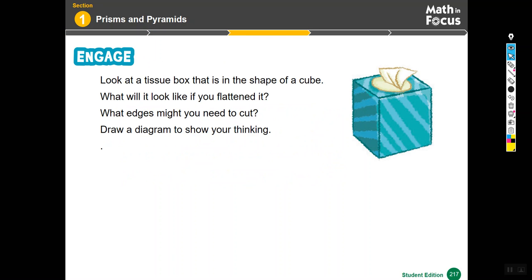Look at a tissue box that is the shape of a cube. What will it look like if you flattened it out? What edges might you need to cut? It says to draw a diagram showing your thinking. So on a piece of paper, I want you to draw a diagram of how you think that might look if you did flatten out a cubed tissue box. You can pause the video and draw what you think a flattened cube tissue box would look like.